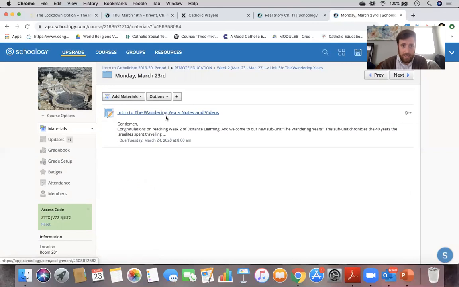So you just click on it. This is Unit 3B, the Wandering Years. Like I said, they're at Mount Sinai, and now they're traveling, which is going to take them 40 years to get to the Promised Land that God had given to Abraham. It's going to take them 40 years, a journey that could have taken them 2 weeks.